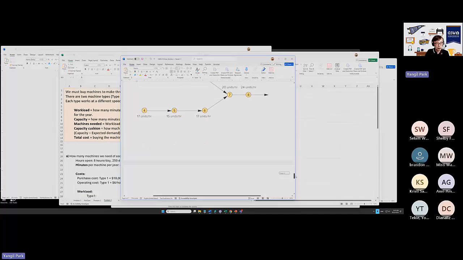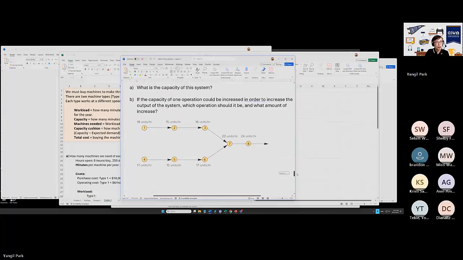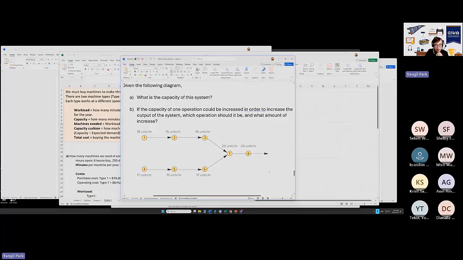So the question is, what is the capacity of this system? Any idea? So how much is this system itself capable of, given those two different routes? But ending up, you need to go through Station 7, right? Station 7 can handle only 20, right? So what does the capacity look like?